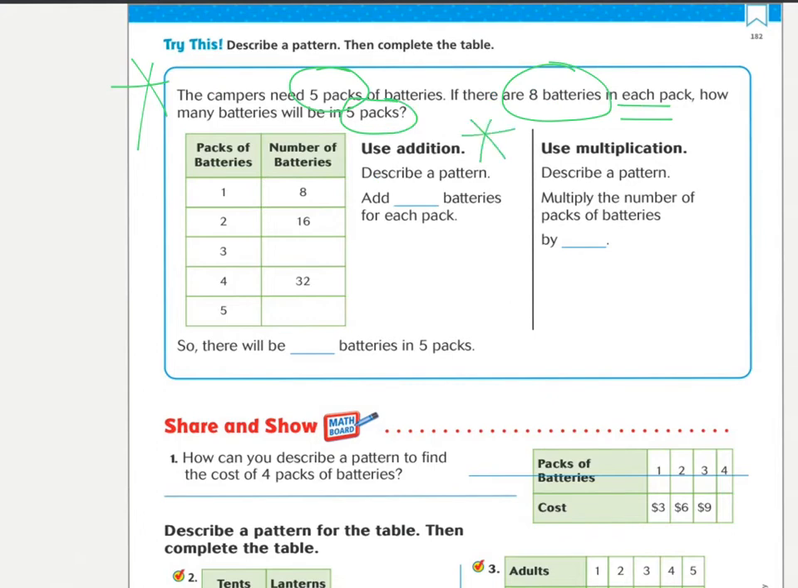One way is to use addition. Describe a pattern down the columns. If we look at the columns, we can see that we are adding 8 batteries for each pack. We go 8, 16, 24, 32, 40.